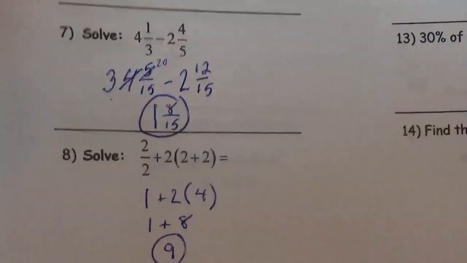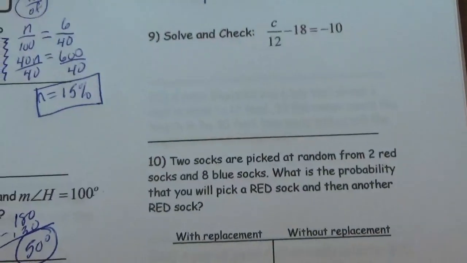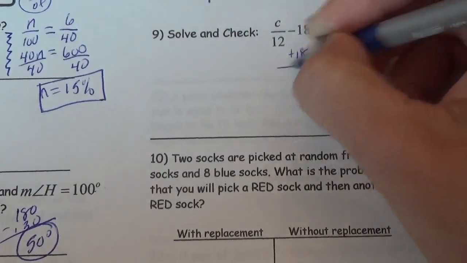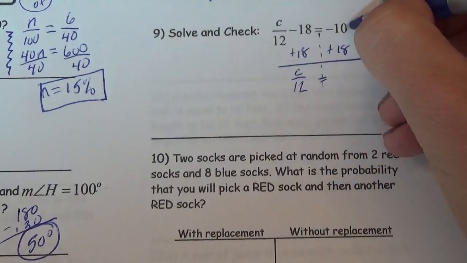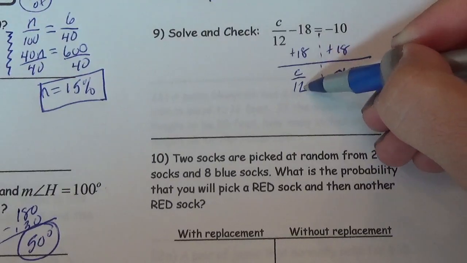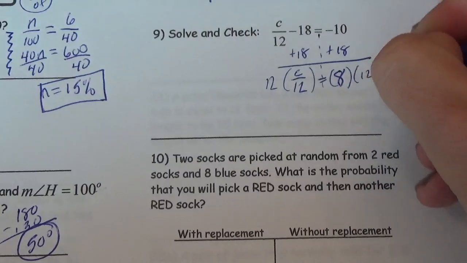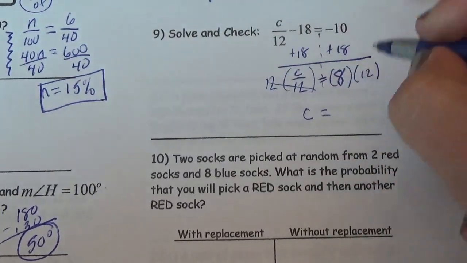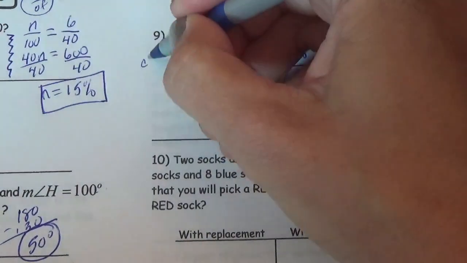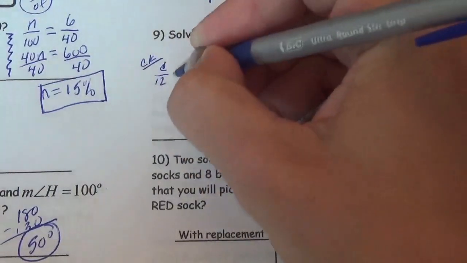All right, good job, guys. Let's keep going here. Let me move this up. Number 9, solve and check, one of my favorites. Here we go. We're going to add 18. Negative 10 plus 18 is 8. Now this is C divided by 12. What's the opposite of dividing by 12? Multiplying by 12. 8 times 12, 96. And I'm going to fit the check over here, I guess. So copy original problem.